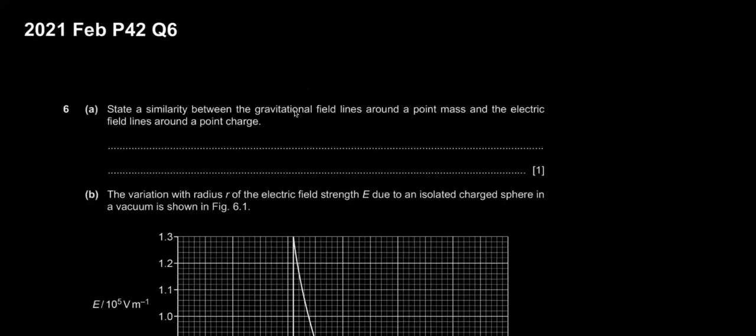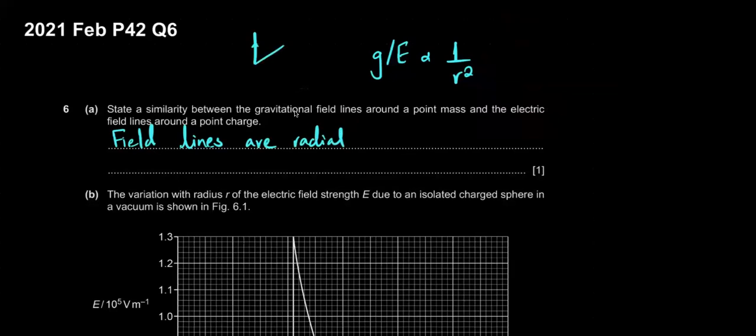So the other similarity has to do with the equations. What happens if I talk about the gravitational field strength or the electric field strength? If I talk about g or E, both of these are inversely related to the square of the separation, right? So your field lines are radial, and circles basically represent equipotential lines, is what we call. The field lines are radial in both cases. By radial, I simply mean that these field lines are going to be initially closer together, but then they would be spacing out.